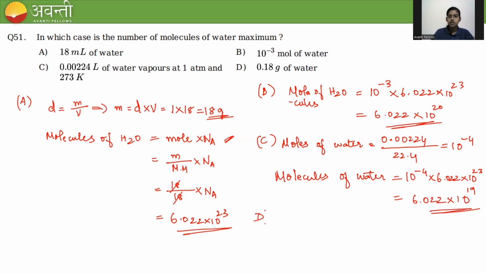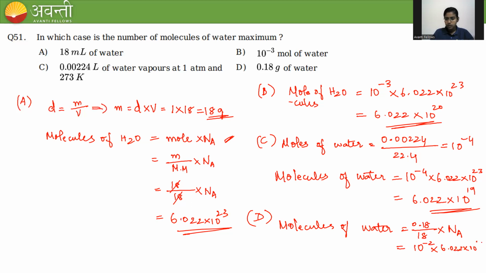And in option D, we have 0.18 gram of water. The number of molecules of water is equal to mole into Avogadro number. Mole is mass by molar mass. Given mass is 0.18 and molar mass of water is 18, into Avogadro number. So here we get 10 power minus 2 into Avogadro number, so we are getting 0.22 into 10 to the power 21.